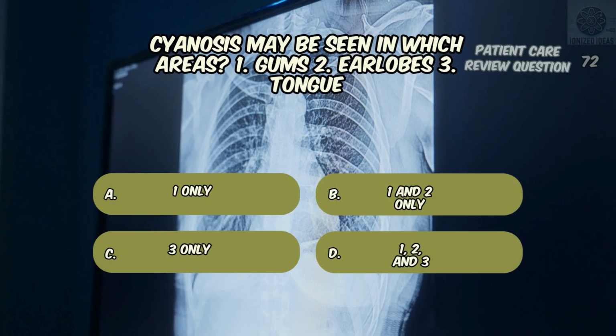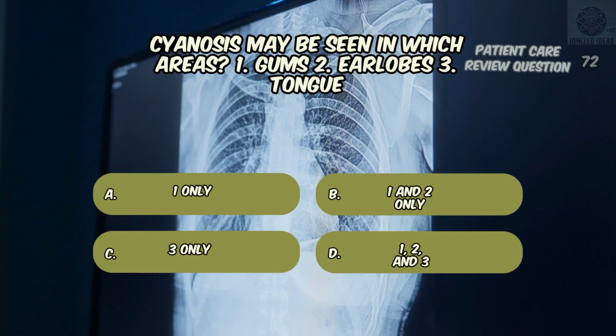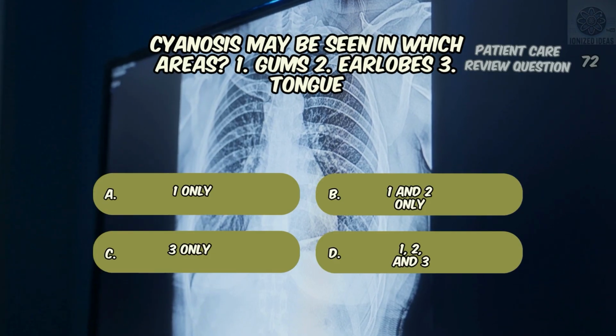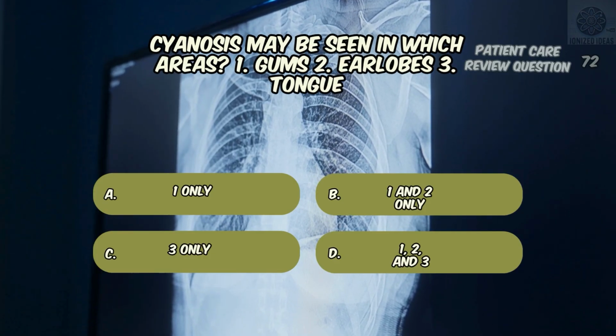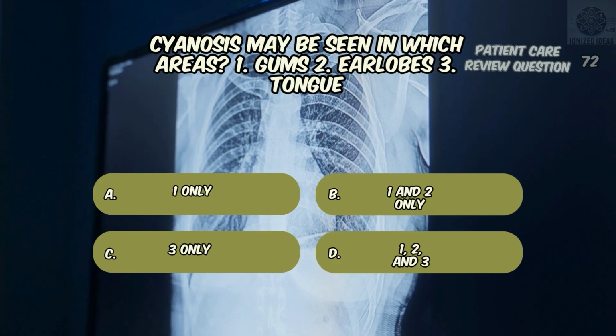Cyanosis may be seen in which areas? 1. Gums. 2. Earlobes. 3. Tongue. A. 1 only. B. 1 and 2 only. C. 3 only. D. 1, 2, and 3.